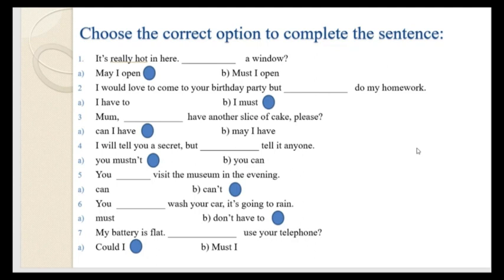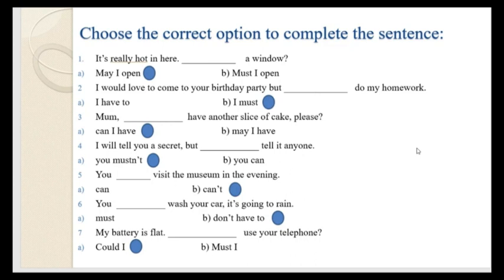3. Mom, A. Can I have, or B. May I have another slice of cake, please? Yes, A is the correct answer. Can I have another slice of cake, please?